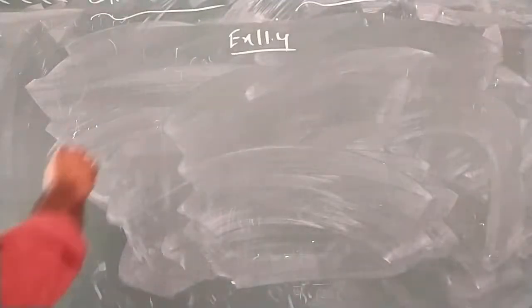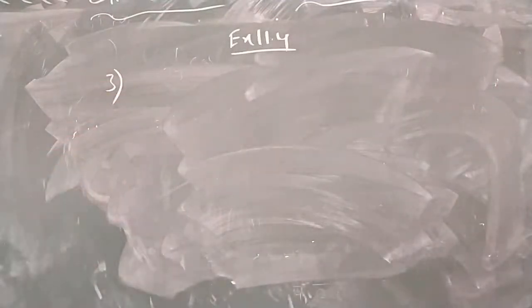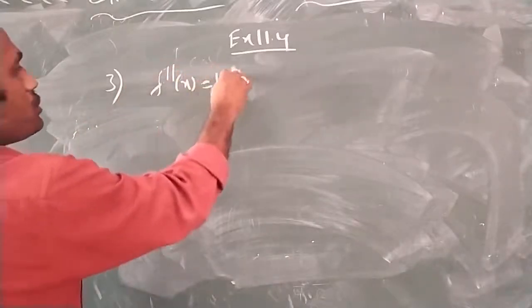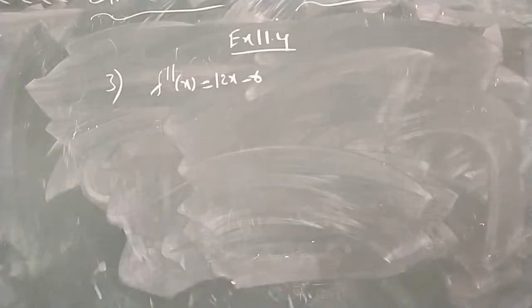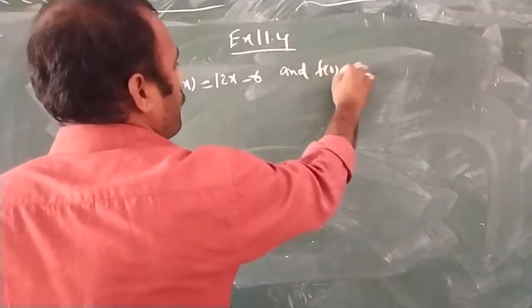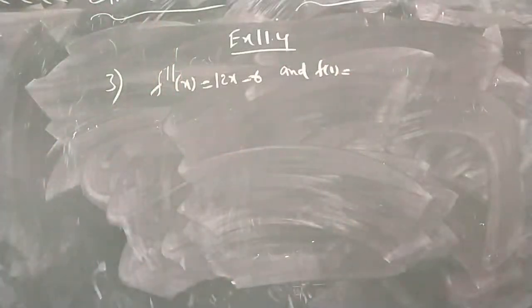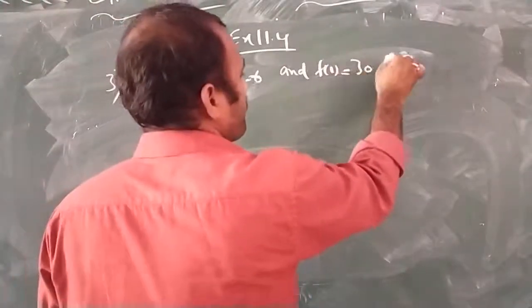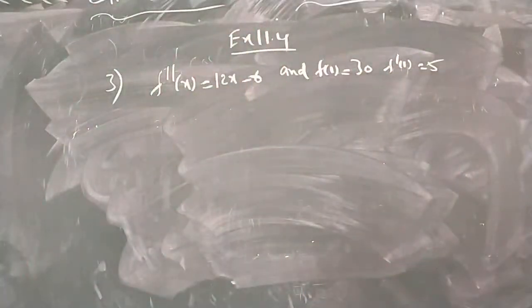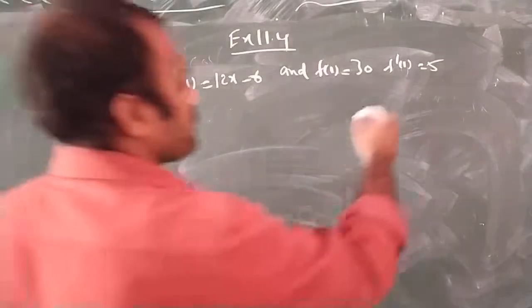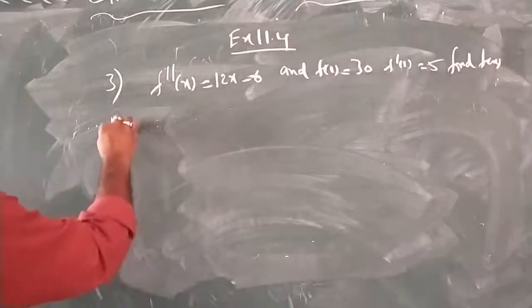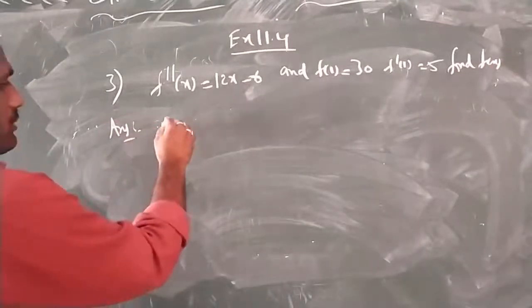Third question. Here f double dash of x is 12x minus 6, and f of 1 is 30, f dash of 1 is 5. Find f of x.